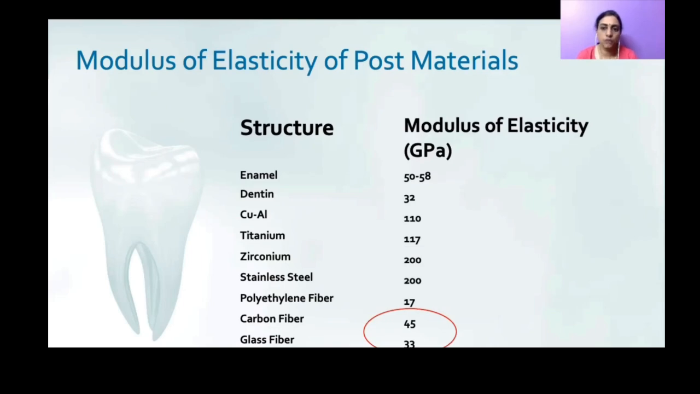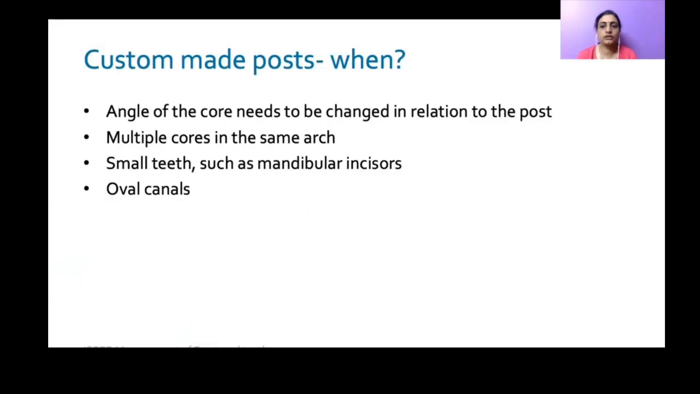It's because the modulus of elasticity of these fiber posts is similar to that of the dentin. Now, this results in similar flexion of the post when the tooth is also under flexion. Therefore, there is minimal debonding occurring.